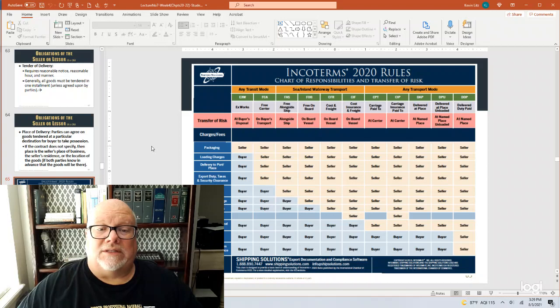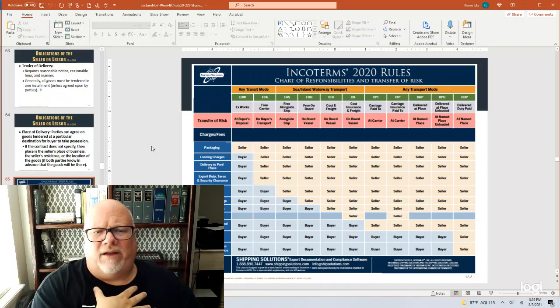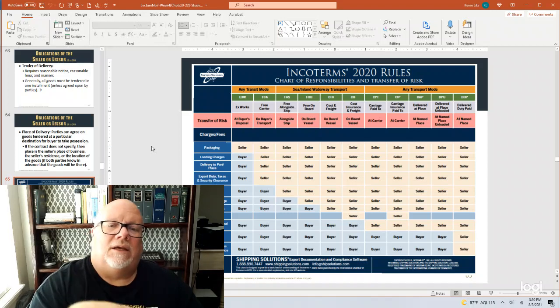That means if you're the seller, I'm just going to package, and you're going to have to basically pick it up at my place. Now, however, if import duty, taxes, security clearance, as you can see on Ex Works, the buyer has to do almost everything except packaging. You're just moving down that column. So as a seller, I don't have to do hardly anything if our agreed sales term is Ex Works.